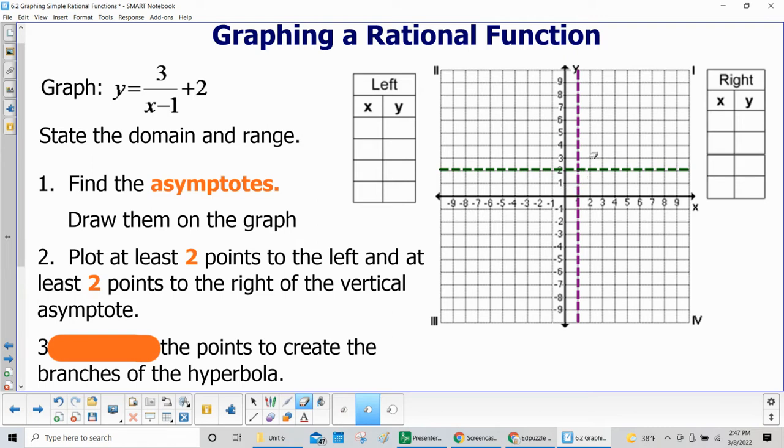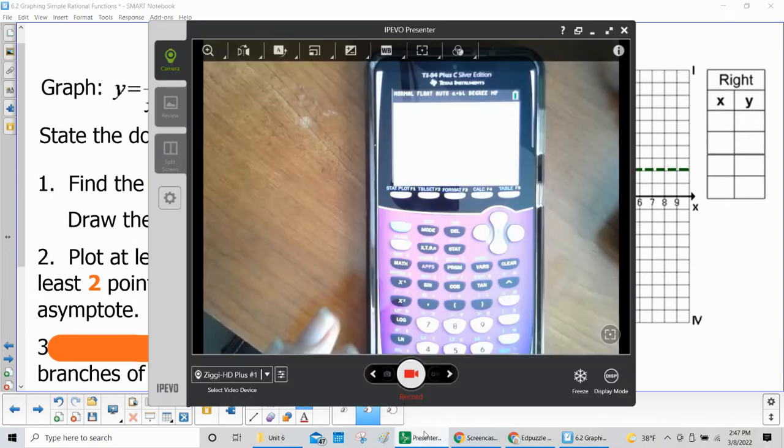If you think of these as quadrant sections, we're either going to be in the first and the third or the second and the fourth. Since this is a positive 3, it should be the first and third quadrants when I graph this. So I'm going to use my calculator now, and I'm going to try to graph this. Let's see if I got this all lined up right.